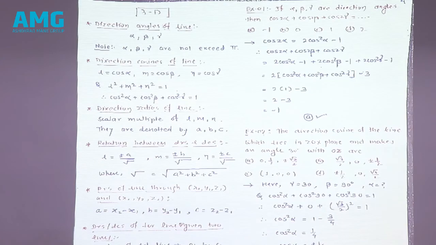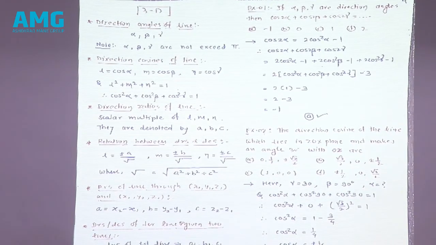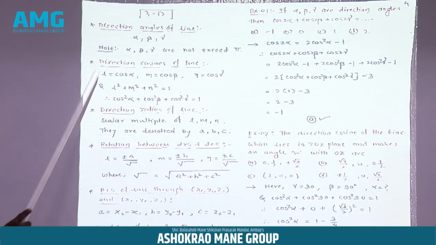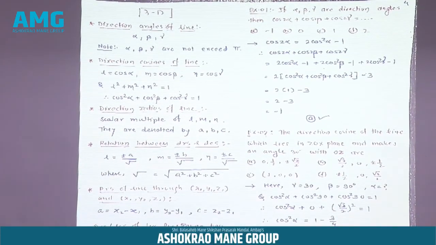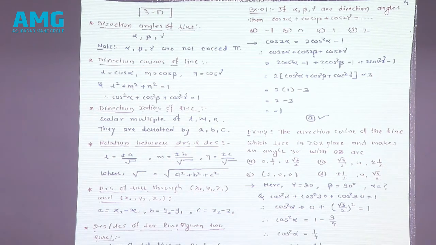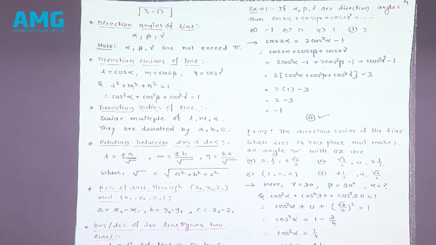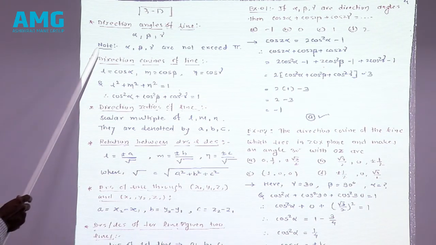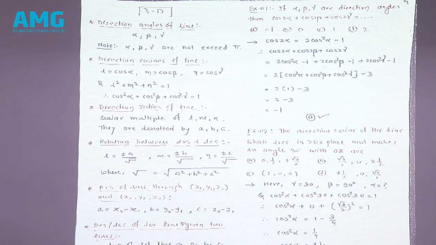Firstly, direction angles of the line are denoted by alpha, beta and gamma. Note that alpha, beta, gamma do not exceed pi. Pi means 180 degrees. These values of alpha, beta, gamma are not more than 180 degrees. They must always be less than that. This is the most important thing related to alpha, beta and gamma.